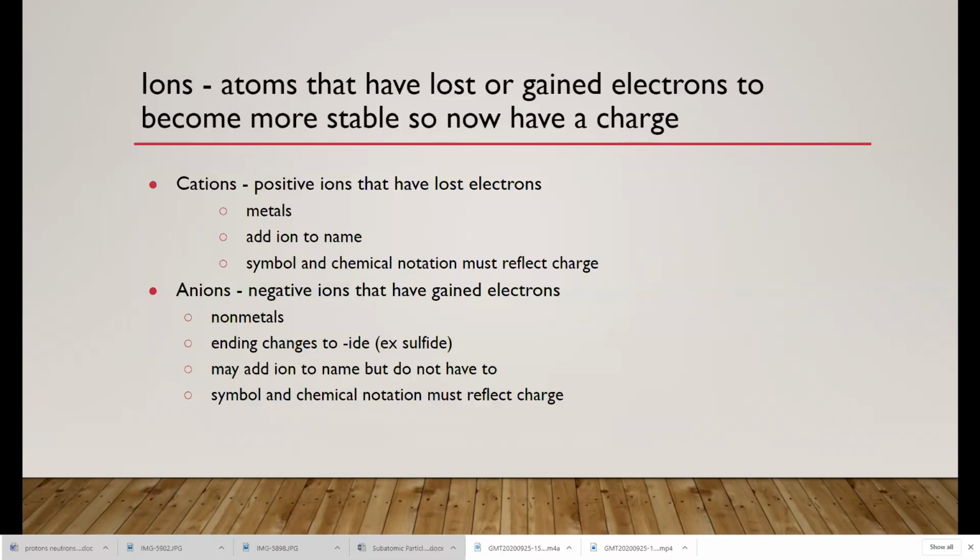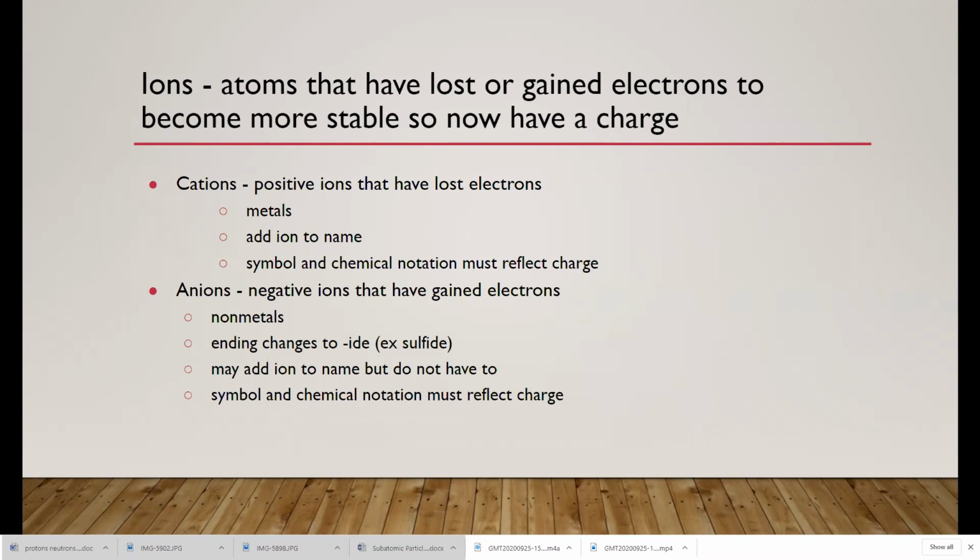So we said ions are atoms that have lost or gained electrons to become more stable. So now they have a charge. Cations are positive ions that have lost electrons, and this is what metals do. You have to add ion to the name, and then the symbol or chemical notation must reflect that change.